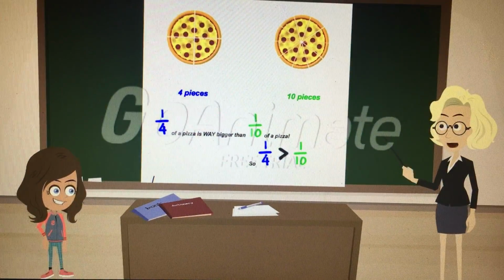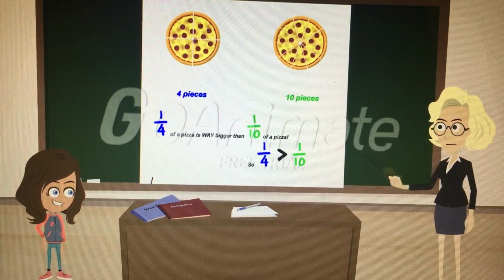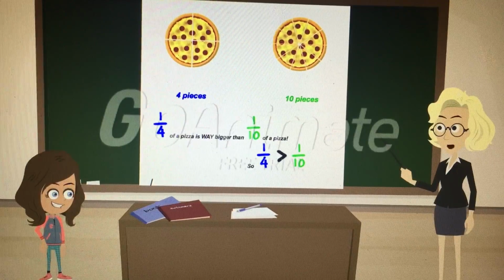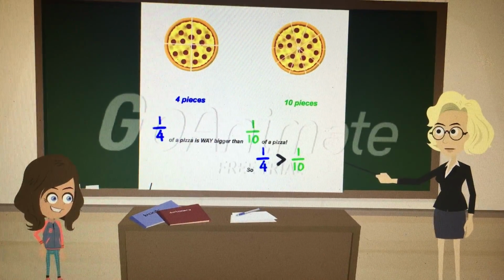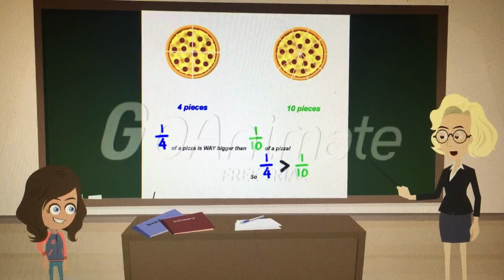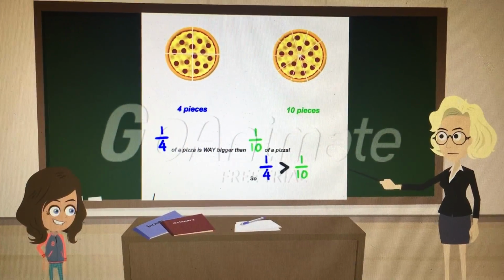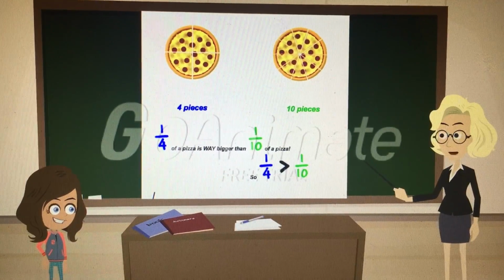Now, class, there's one thing we must remember. There is a misconception with fractions. Often, people may believe the larger the denominator, the larger the fraction. This is not always the case. As an example on the board, we can see that 1/4 of pizza is larger than 1/10.